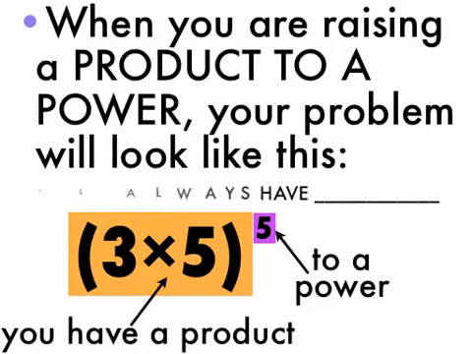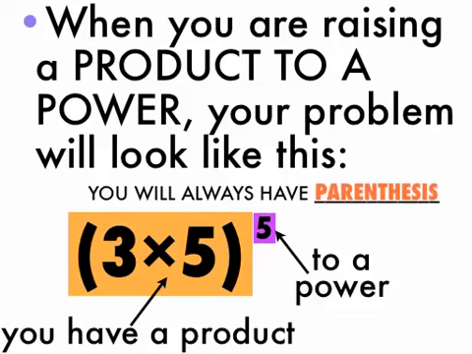Again, just like with the power to a power, for a product to a power, you're always going to have parentheses. What you're going to do here is take your exponent that's on the outside and distribute it into each factor, multiplying the power that's already there times the power that's on the outside of the parentheses.